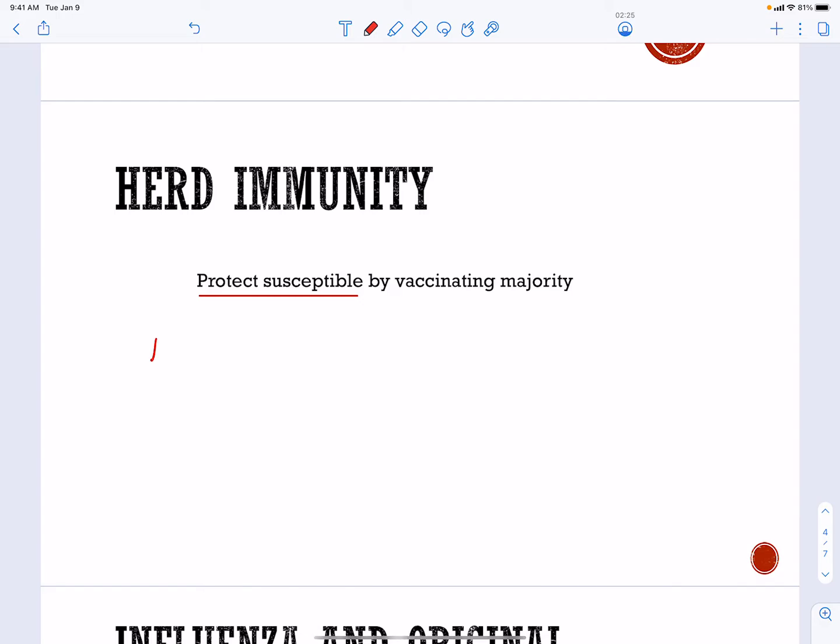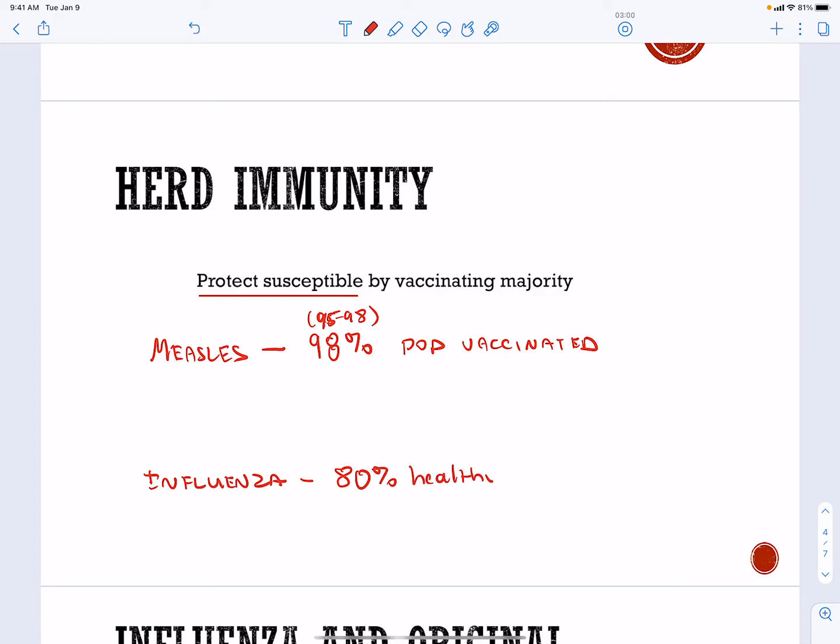So with respect to herd immunity for measles, it is known that you need upwards to 98% of the population vaccinated. Some might say 95. It just depends on the population. And then for influenza, this is about 80% healthy, 90% high risk. And these are over the age of 65. Okay, and then SARS-CoV-2 is probably going to be somewhere closer to influenza.